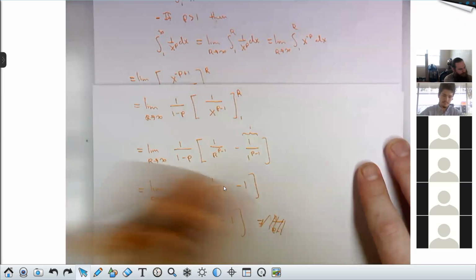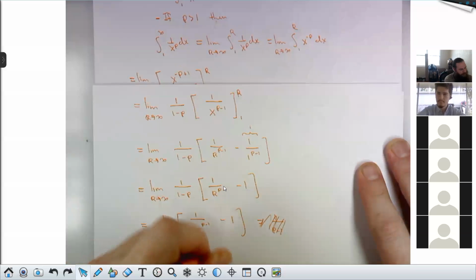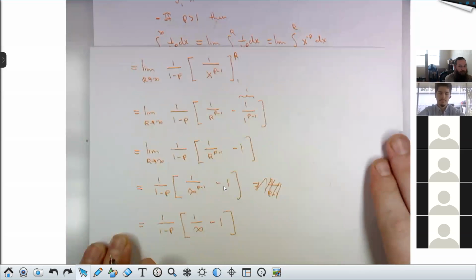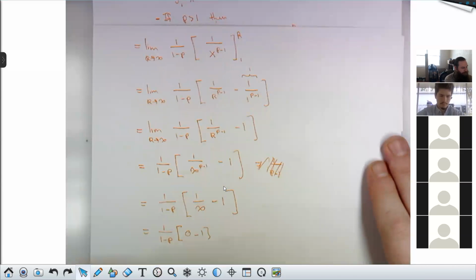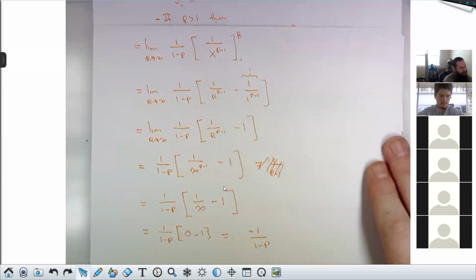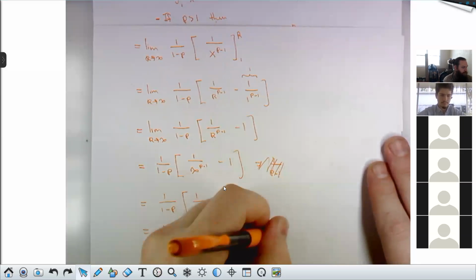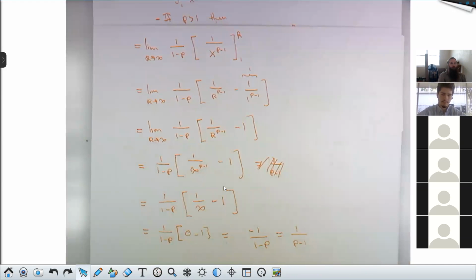Oh, damn it. Do it down here. 1 over 1 minus p times 1 over infinity minus 1. And 1 over infinity is 0. So this is 1 over 1 minus p times 0 minus 1, which is negative 1 over 1 minus p, which you could write as 1 over p minus 1 if you want. So that's the game.